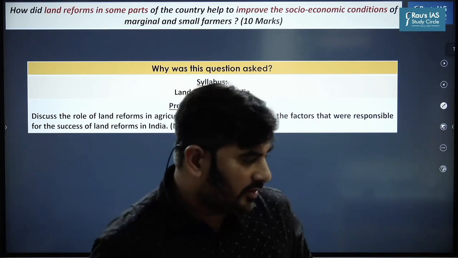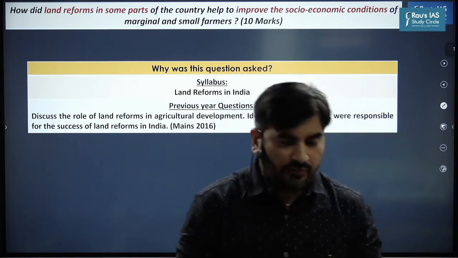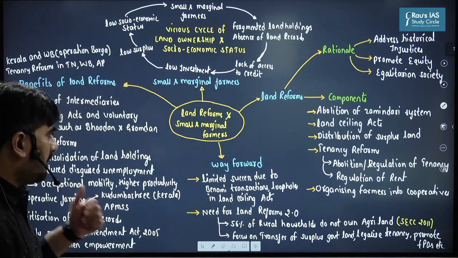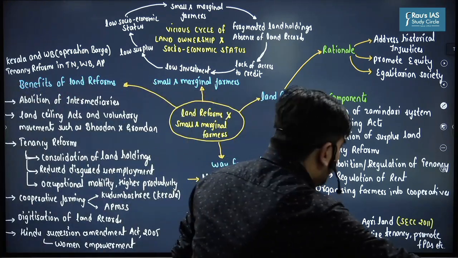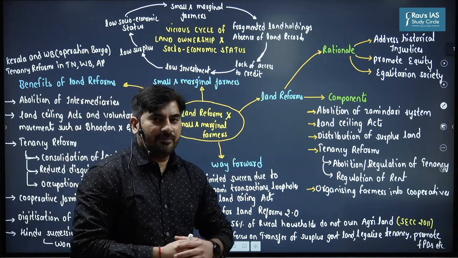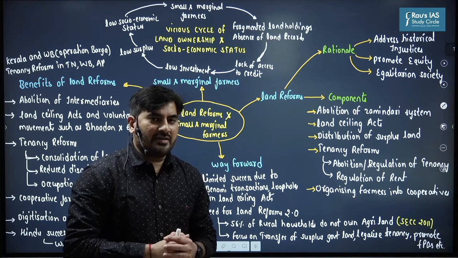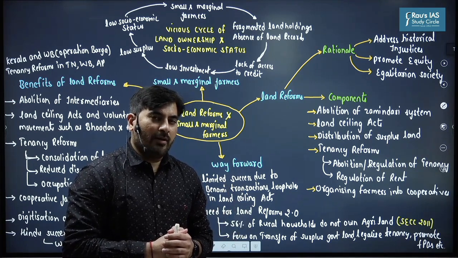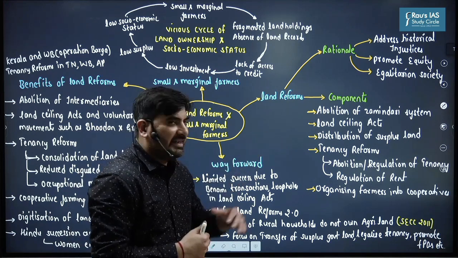What were the land reforms? Broadly, the land reforms focused upon, you can see here, the components. I hope you are able to see this. Broadly, the land reforms focused upon abolition of the zamindari system. So we abolished the zamindari system. We abolished the intermediaries. We came up with the land ceiling acts.